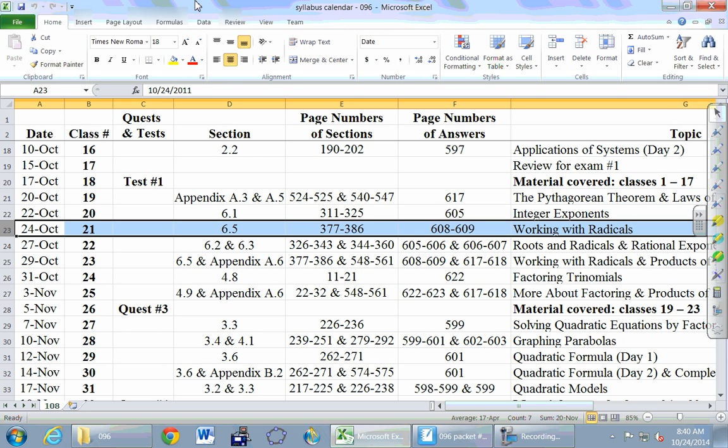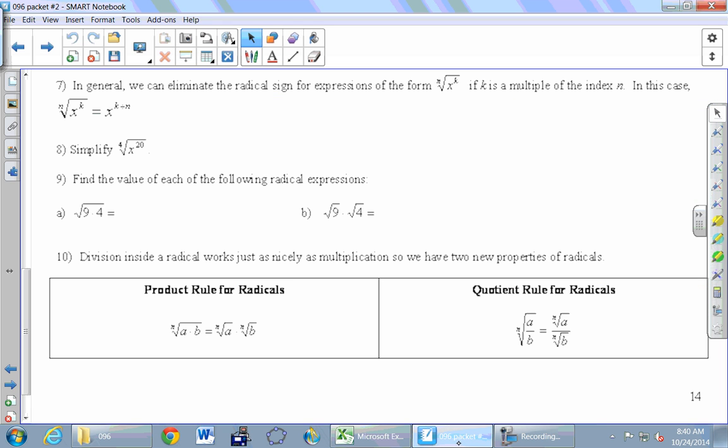Okay, so our quick look at the calendar tells us that today we are working with radicals. I'll just give you a reminder that radicals and powers are one of the toughest topics for many 096 students. So keep pushing, be patient with yourselves. There's a lot of ways to get problems wrong and often only a couple of ways to get them right in these sections. So again, on page 14, we'll start at the top.